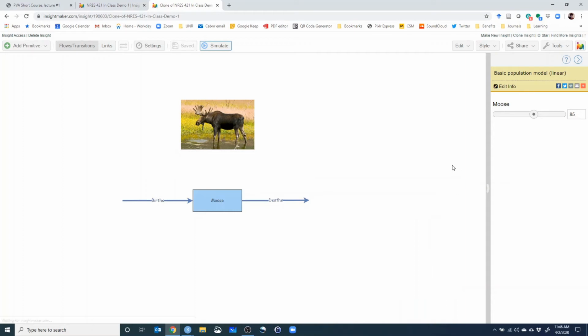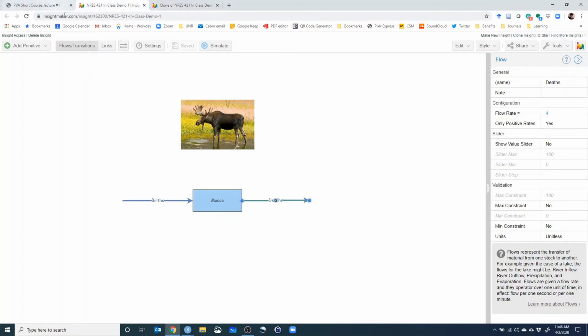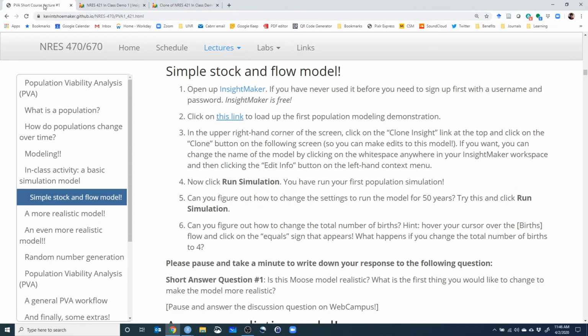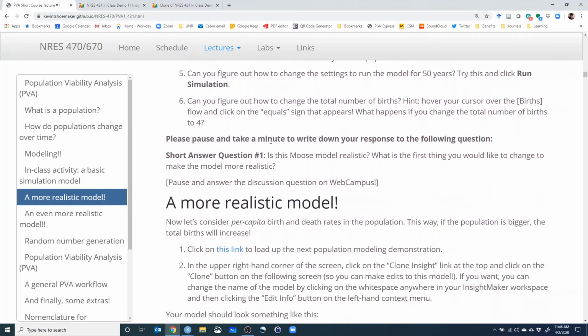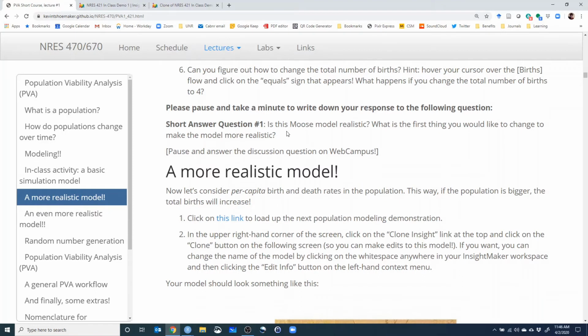You can change the birth and death and see what happens. But what I'd like you to do is pause the video at this point and answer the question. Take a minute to write down a response to this question: is the moose model realistic? I've already given you kind of the answer, that it is not realistic. What is the first thing you would like to change to make the model more realistic? Take a moment to answer the short answer question within Web Campus and then come back to the video.